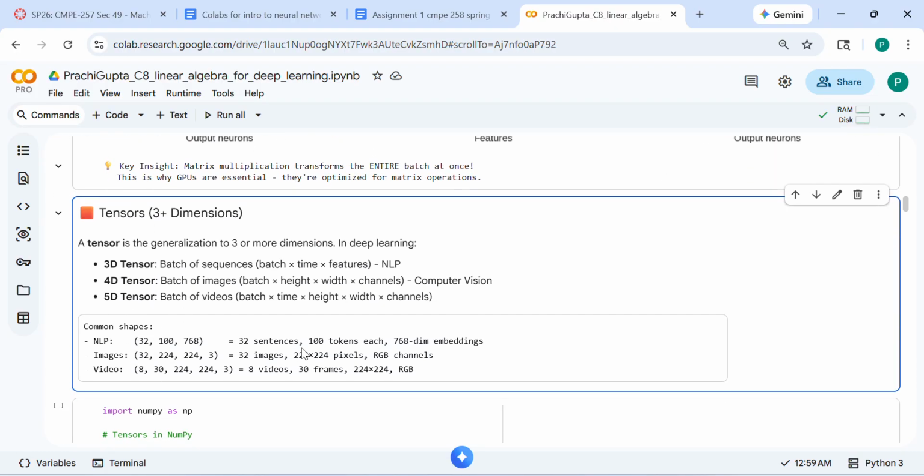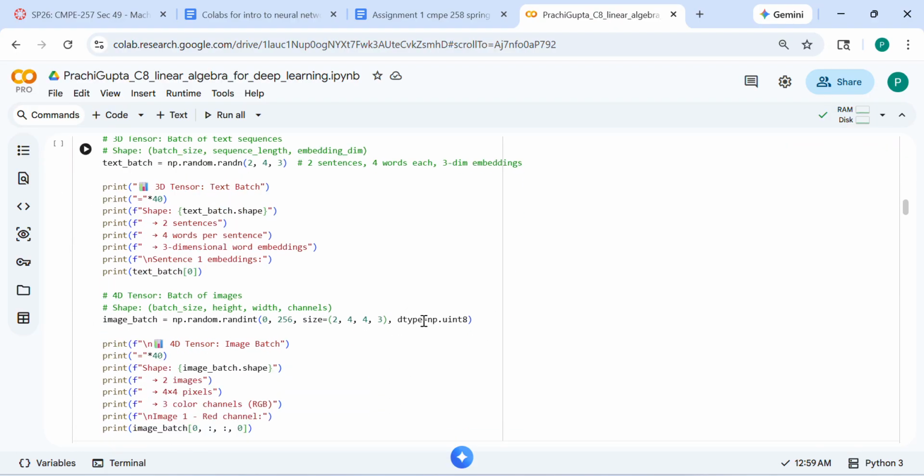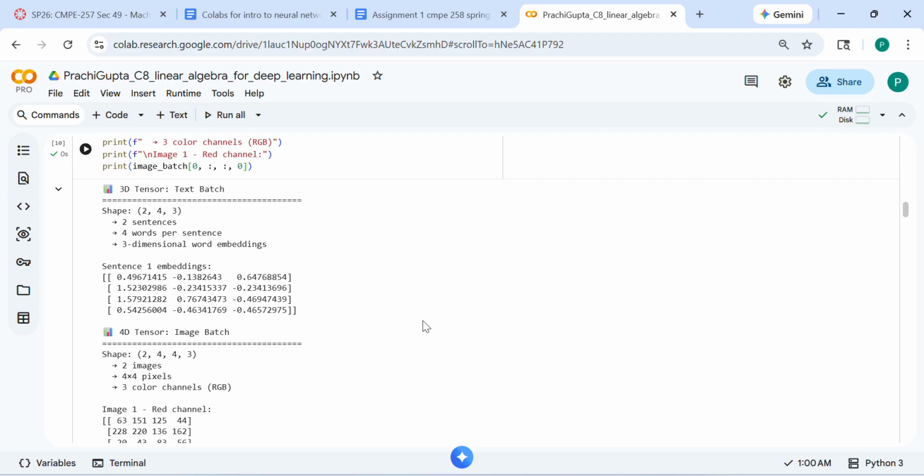Finally, we reach the tensors, the generalization of these shapes to 3D and higher. For NLP, we use 3D tensors to handle batches of text. For computer vision, we use 4D tensors to represent batches of color images. Deep learning is really just the art of tensor transformation. So let's see how we introduce tensors.